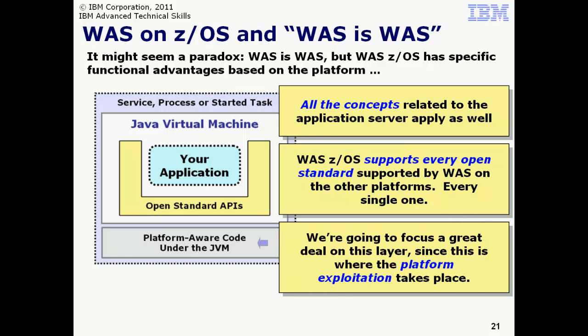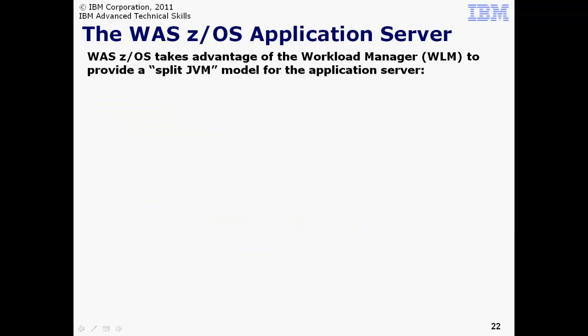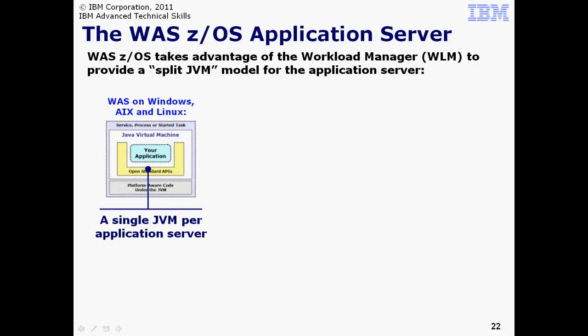The focus we'll take is really at this lower layer, below the open standard interface line. This is where WAS z/OS parts company with the other platforms and starts to exploit specific elements of the z/OS platform. Let's look at the application server. All the concepts shown earlier apply, but WAS z/OS does something unique. It splits the model into two JVMs. So picture in your mind the single JVM application server we showed you before. This is what's used for Windows, AIX, and Linux.